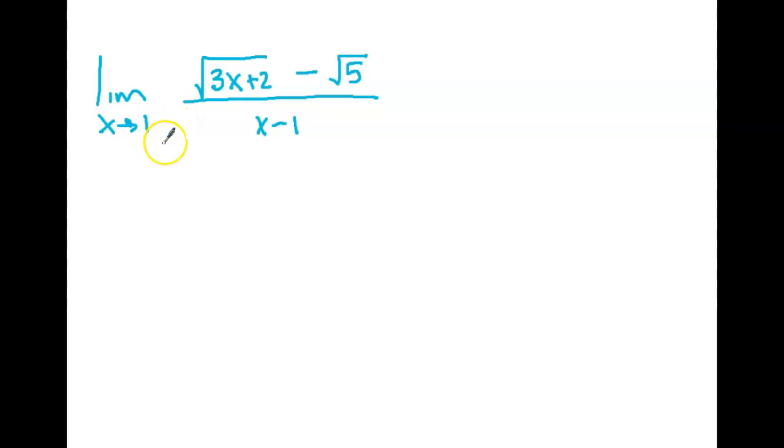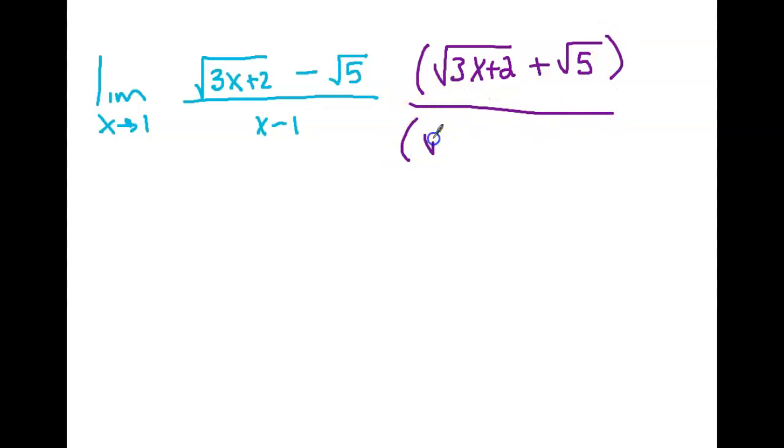So if we direct substitute, we would get 3 plus 2, which is 5. Root 5 minus root 5 is 0, and then 1 minus 1 is 0. So we know we have to multiply by the conjugate, and what we have to remove, since 1 caused the discontinuity, is x minus 1. So we're just going to multiply the numerator and the denominator by the conjugate.